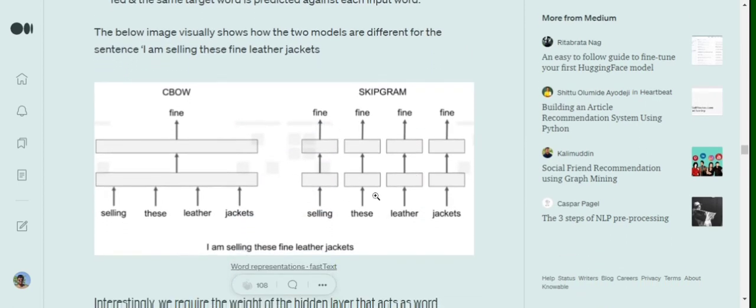Now, as you can see in the diagram, we are feeding all these words. In case of "I am selling these fine leather jackets", again assume that we are trying to forecast fine and n equals 2. In case of Skipgram, we are feeding each word separately, whereas in CBoW we were feeding them into a single layer. Here we are feeding the network separately and trying to fine tune it and predict our final word, fine.